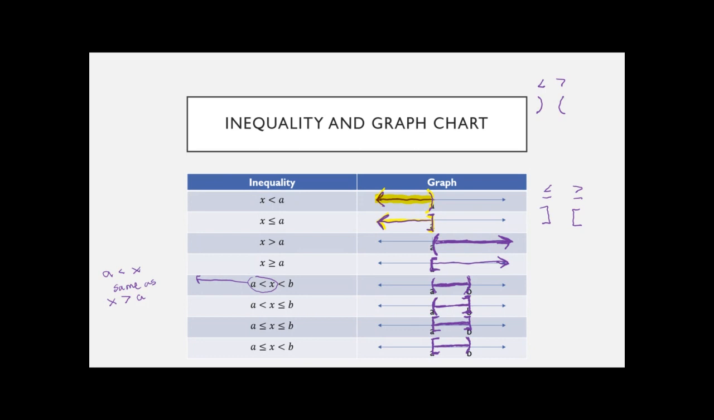So this is how all these look. What the numbers are will be different, but these are all the basic shapes that you will see when graphing. So all you really need to do is look at this chart and say, okay, which inequality do I have? Figure out what your numbers are, and then draw your picture. So as long as you have this chart handy, it's pretty easy.